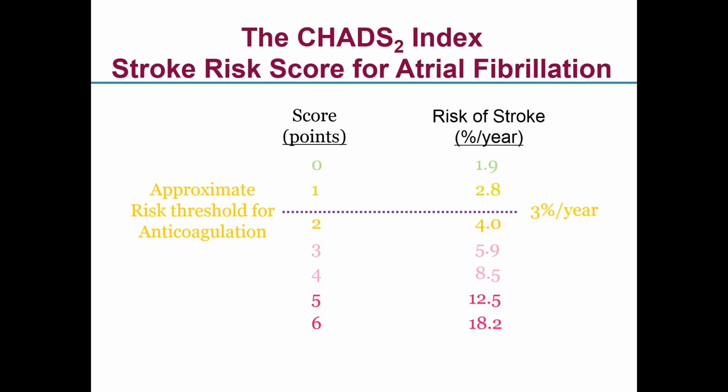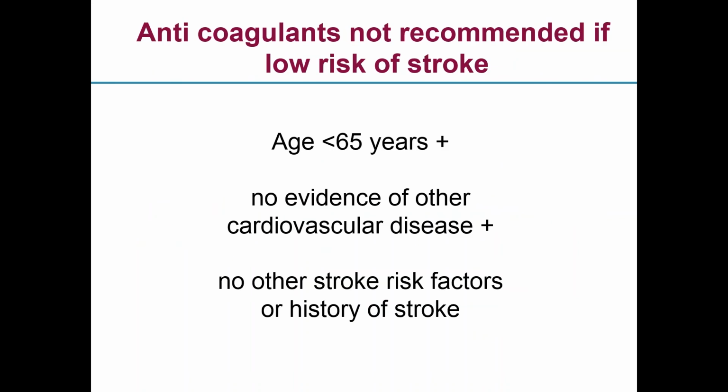So just before we go on to the anticoagulants, the low risk patient. Who is the low risk patient who on current guidelines probably doesn't need to be anticoagulated? A person who's less than 65 and has no evidence of other cardiovascular disease. So in other words, they have lone atrial fibrillation and no other obvious stroke risk factors. Those patients probably don't need to be anticoagulated.